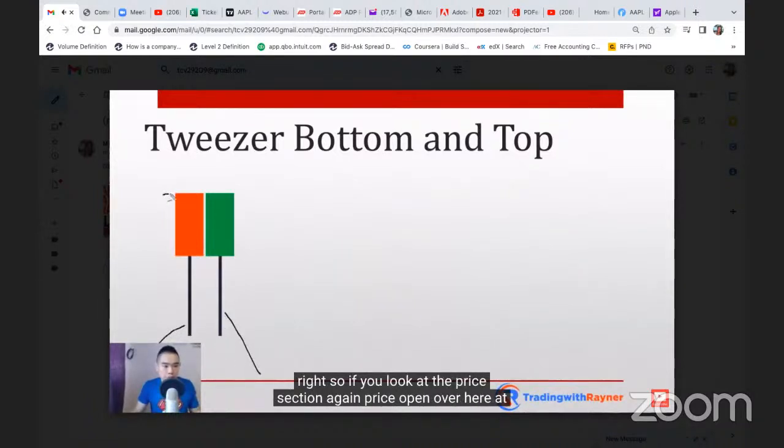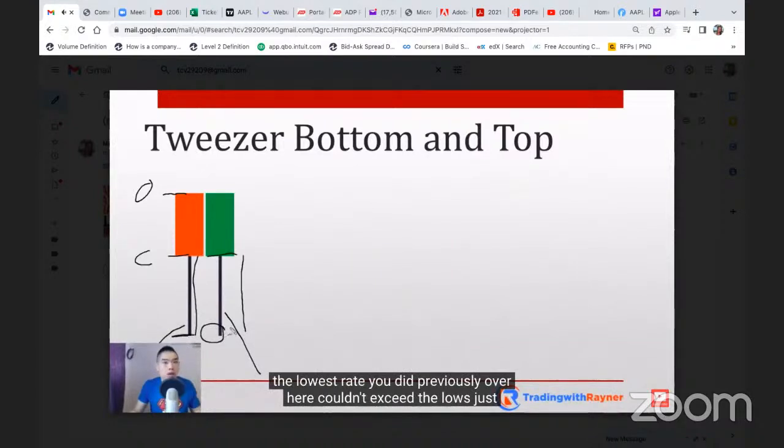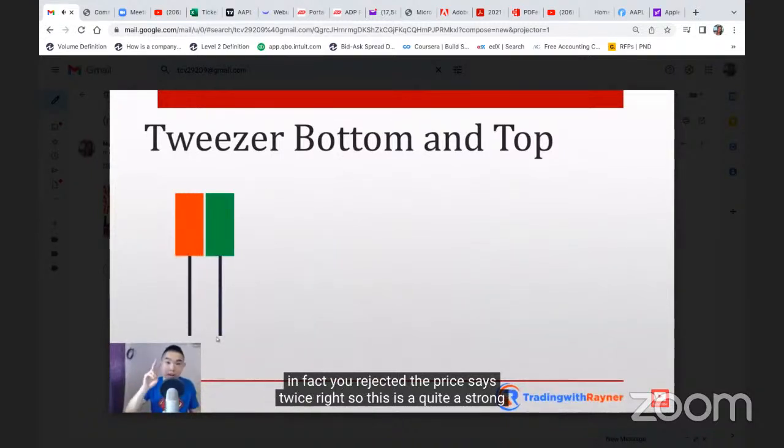So if you look at the price action again, price opens over here. At one point in time, the sellers came all the way down lower, and buyers stepped in, pushed price higher and closing here. Then the next candle, the price opened at this level. Sellers tried to push price lower once again, near the lows where it did previously over here. Couldn't break the lows, just couldn't push price lower. Then the buyers stepped in and finally closed at the highs. So this is a sign of strength. Rejection of lower prices. In fact, we rejected the prices twice. So this is quite a strong pattern. It shows you 2 times the price rejection.